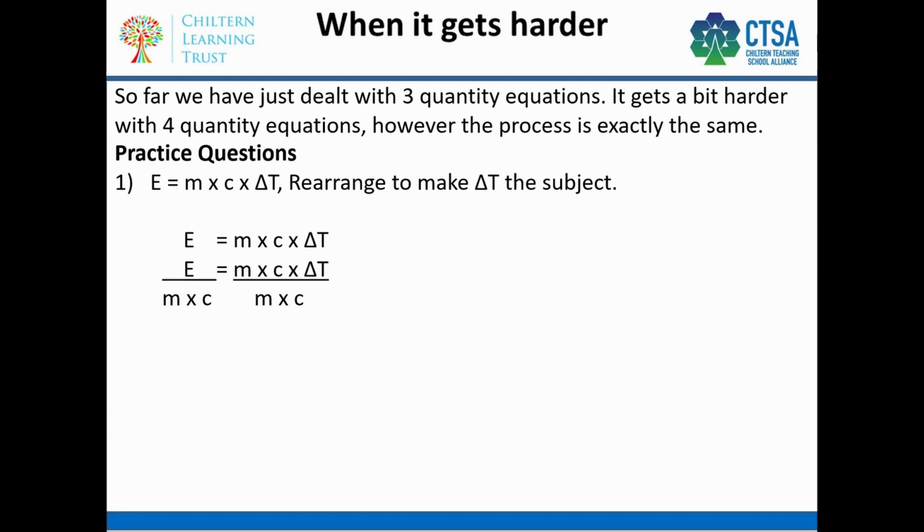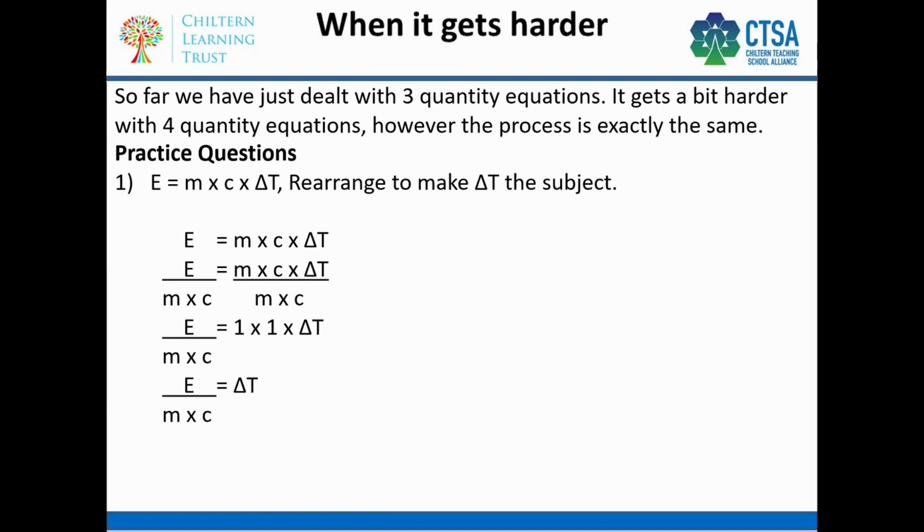So that gives us E divided by m times c is equal to m times c times delta t divided by m times c. And if we're to simplify that, we know m divided by m is 1 and c divided by c is 1. So when we simplify that, we get E divided by m times c is equal to 1 times delta t. So we know that 1 times 1 is 1. We know that 1 times delta t is going to be delta t, so we can simplify that further. And now we've successfully rearranged our equation by saying that E divided by m times c is equal to delta t.